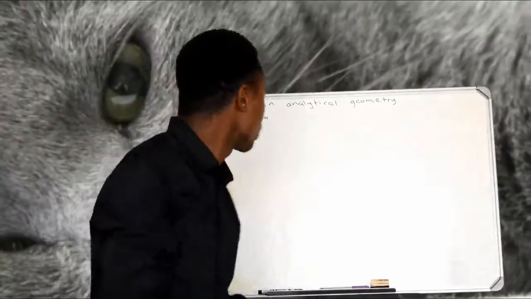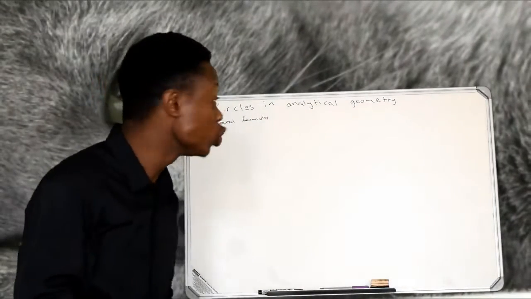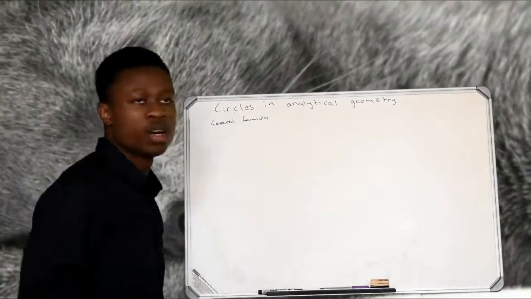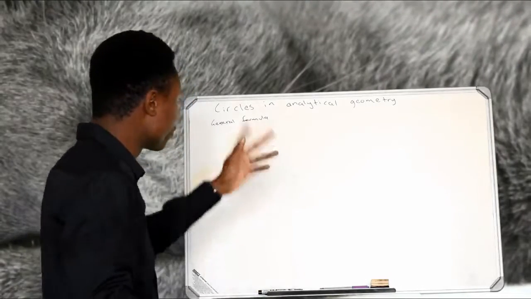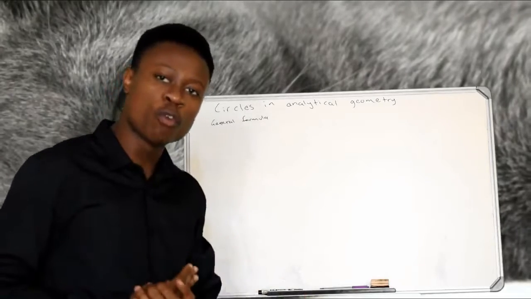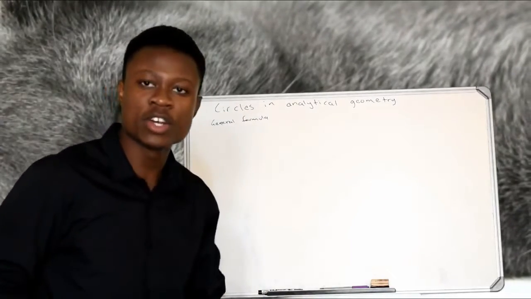Boom. Okay, we're about to get started. Today we'll be doing circles in analytical geometry, right? Okay, so basically, let's look at it more in a practical way because I can't explain this in words, so we have to see what the shapes look like. So first things first, we have to look at the general formula. What is the general formula for circles in analytical geometry?